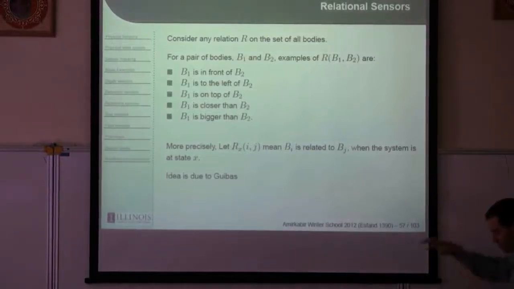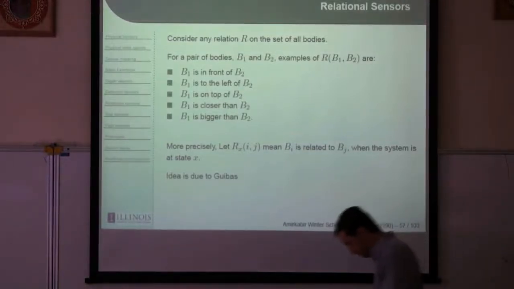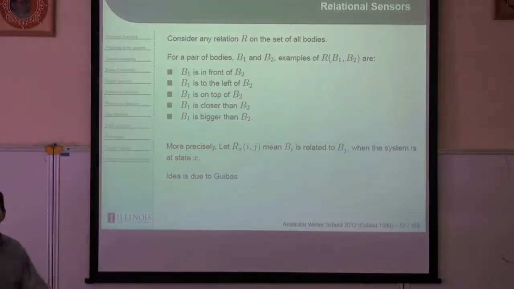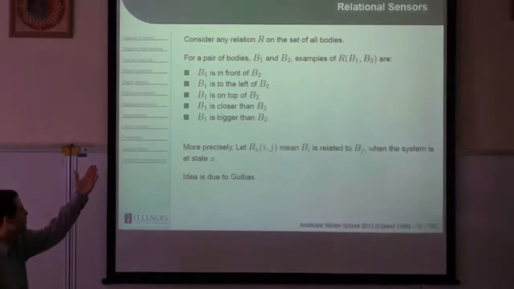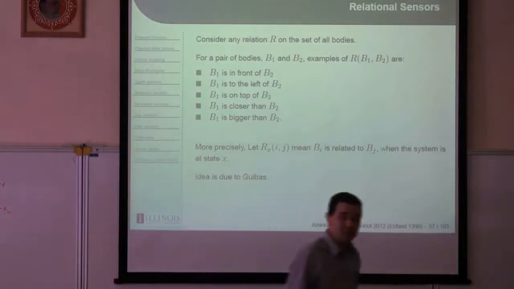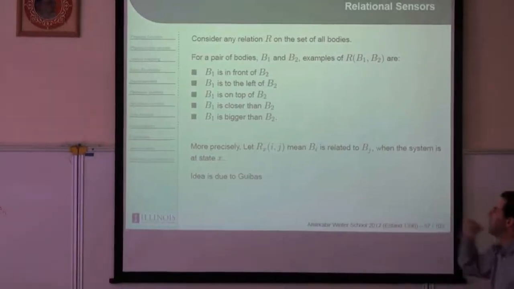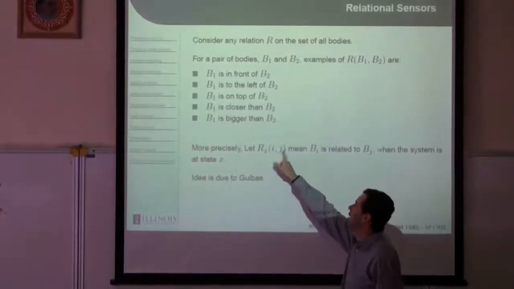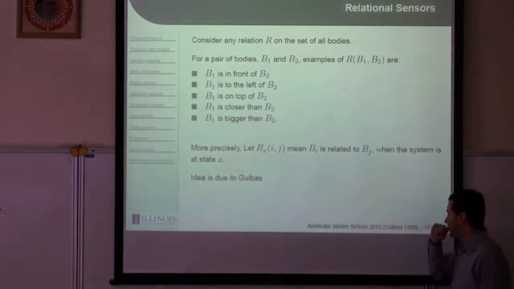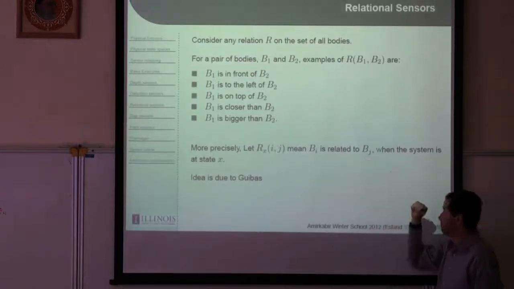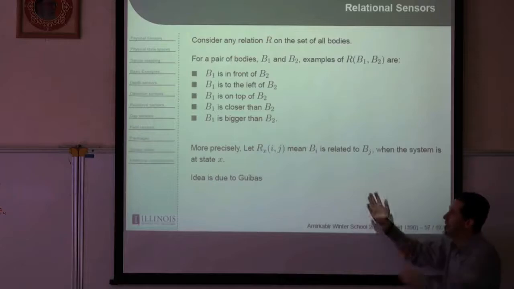The idea is that on a collection of bodies, I want to sense a relation. A relation in the ordinary sense. For example, I may have a relation that says a body is in front of another, or that the body is to the left of another, or that the body is on top of another. So I'm going to make some relation, let's say R_x(i, j), and it will mean that the body B_i is related, in whatever sense we want, to B_j when the collection of bodies is at state x.